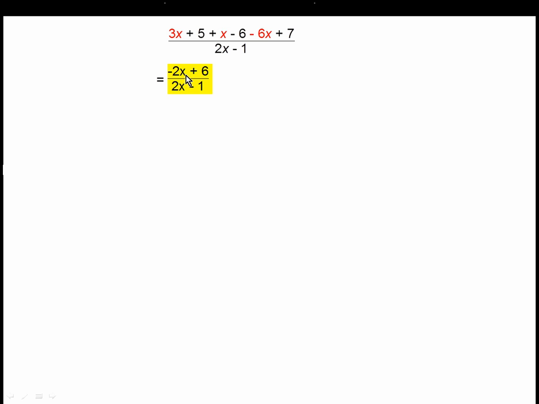Okay, now again remember, these 2x's cannot cancel because I did not factor. I have plus and minus signs outside parentheses.